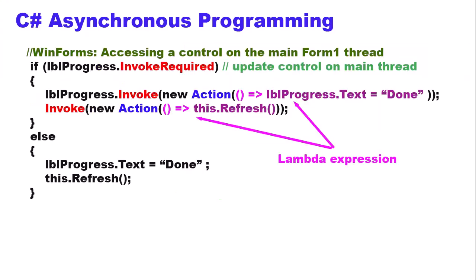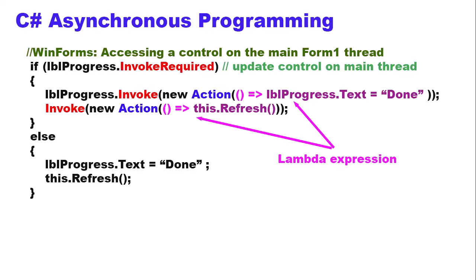A problem arises when we have a thread that is separate from the main form thread in that we cannot access the controls on the main form in WinForms. The way around that, though, is we can invoke an action that will update the controls. And the way we would do that is we can check to see if that control requires an invocation, which in most cases it will.